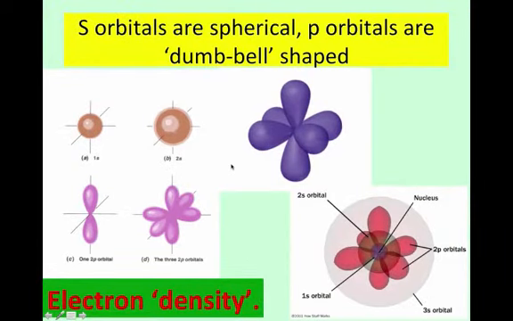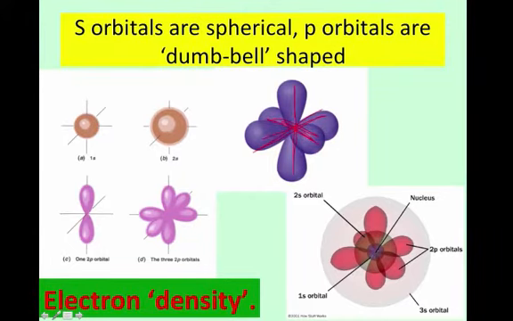P orbitals have this dumbbell shape. Because they go in 3 different directions, they can either be vertical, or they can be going in this direction, or this direction here. So there are 3 p orbitals in each p subshell.